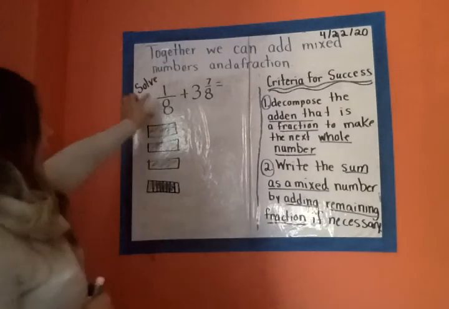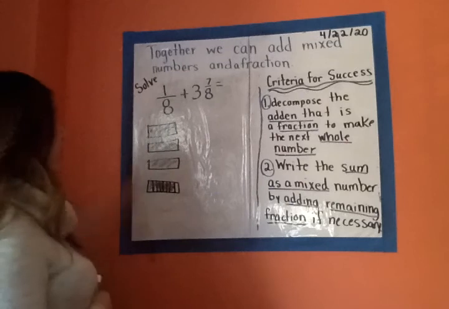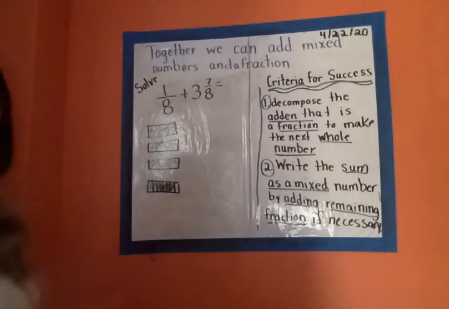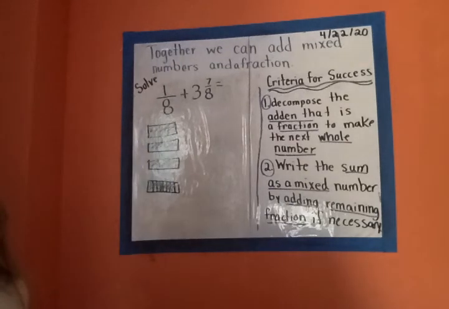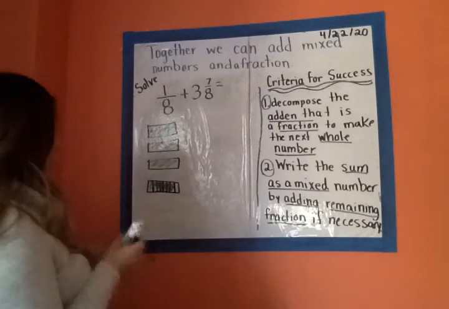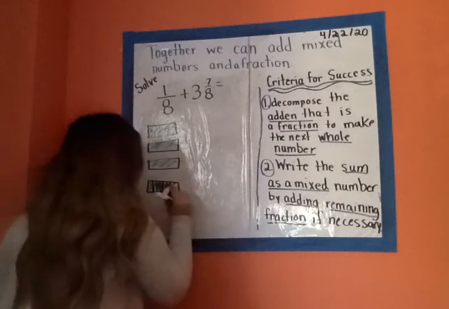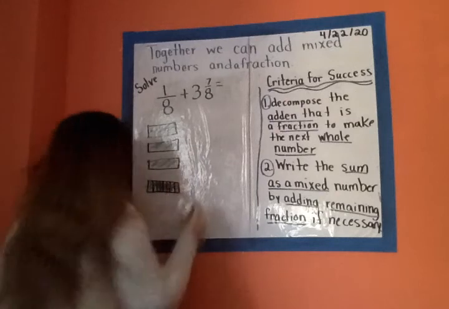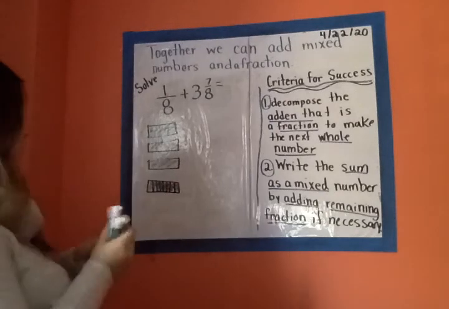Next, how might I add 1/8 to my already drawn out visual representation? Now, notice that 1/8 is less than a whole and it's only 1/8. So, all I really need to do is shade in an additional unit fraction.